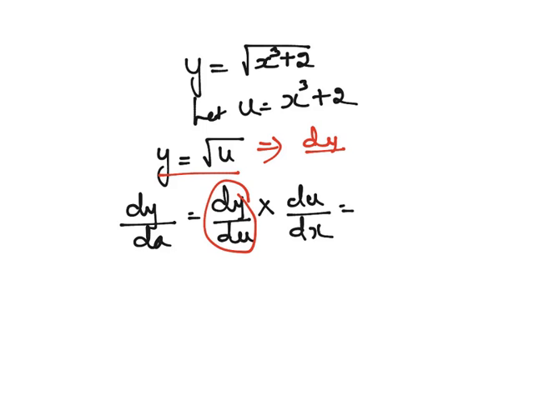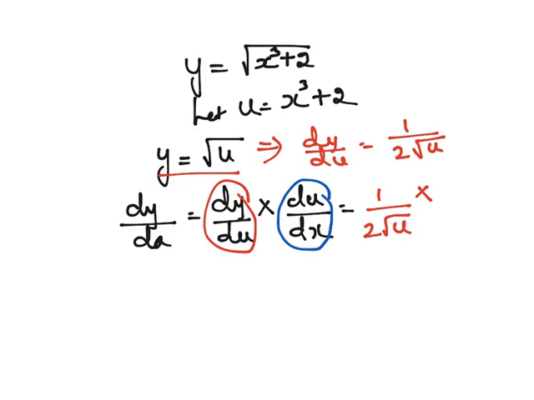So dy by du, we know that the derivative of root x is 1 by 2 root x. So 1 by 2 times root u. So that is the answer, 1 by 2 root u. Okay, now again, I need to find du by dx. Again, I use this line, I use this function.